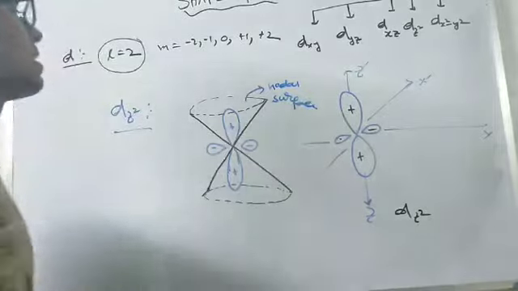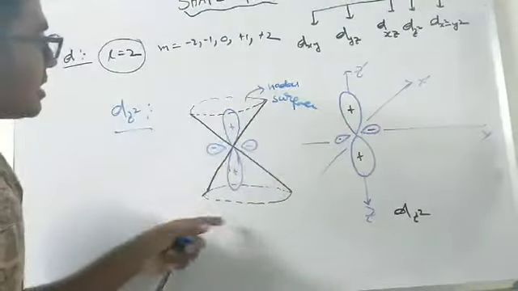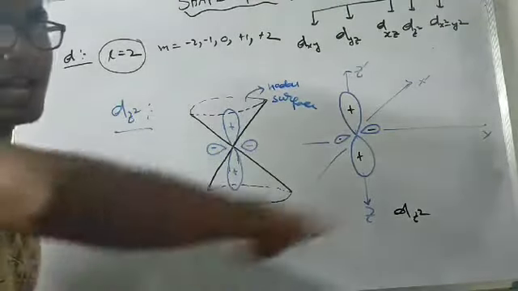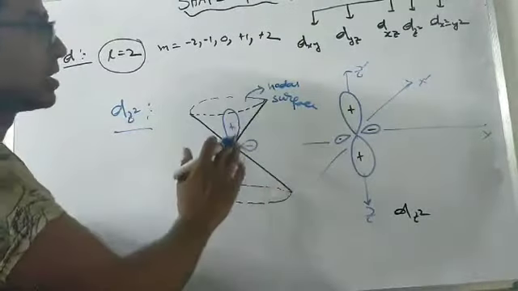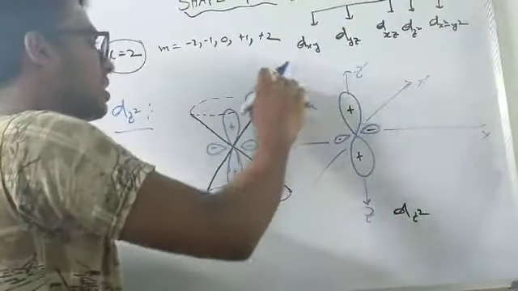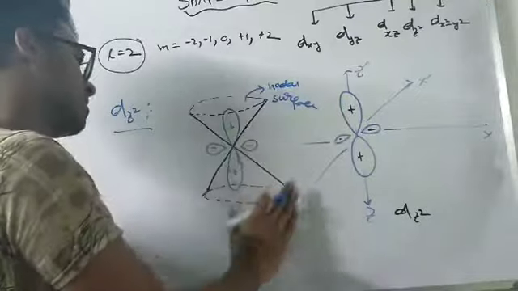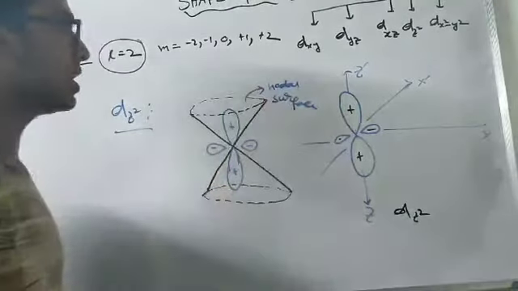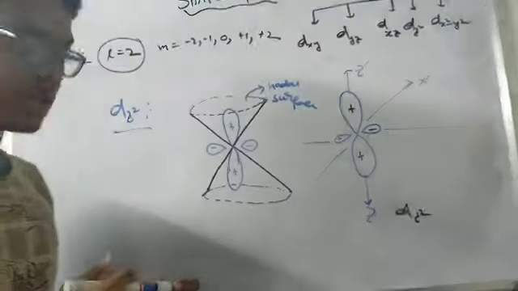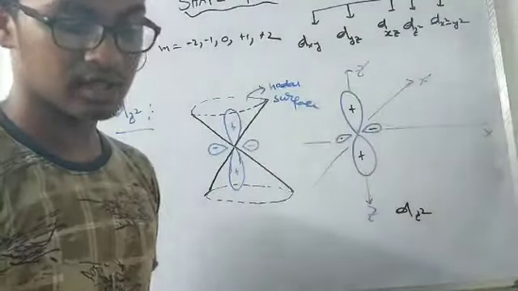Why is this not a plane? Because this conical shape is not a plane, this is not a flat plane. This is a surface. So the traditional term used for this conical shape is nodal surface. So for dz square there is a nodal surface. There is no nodal plane.